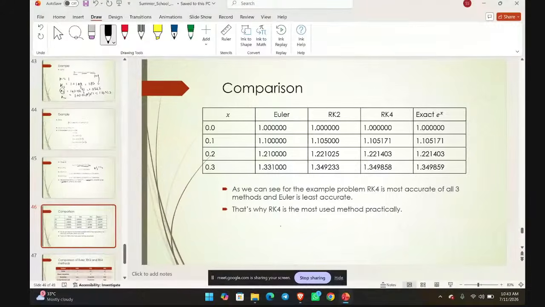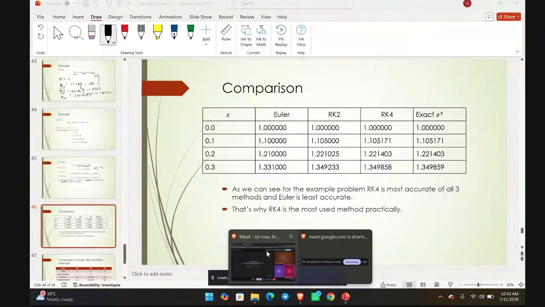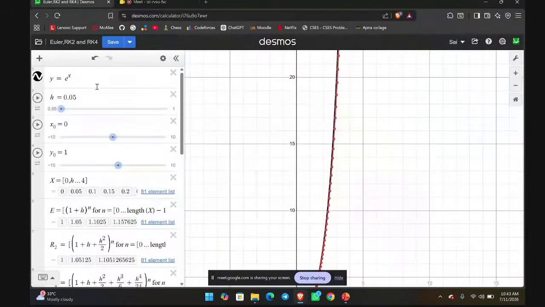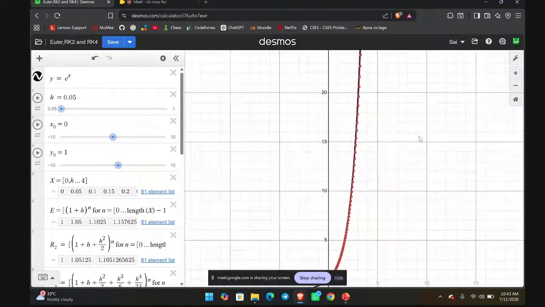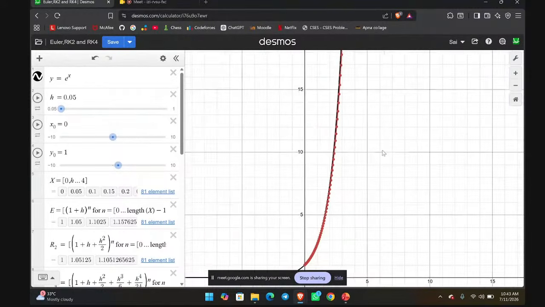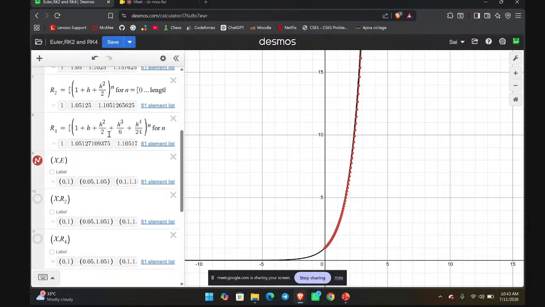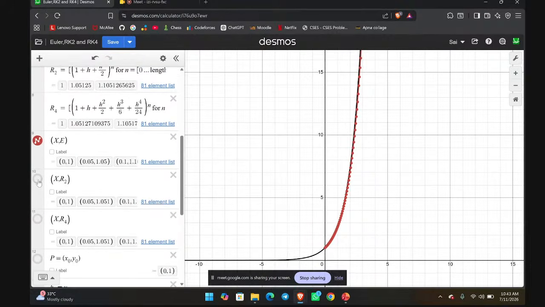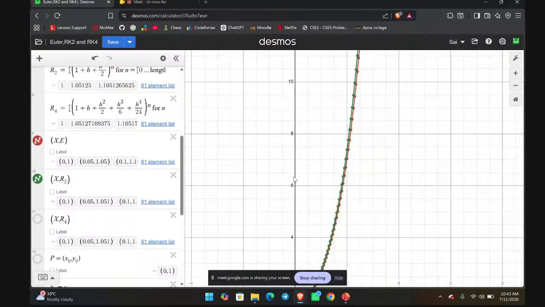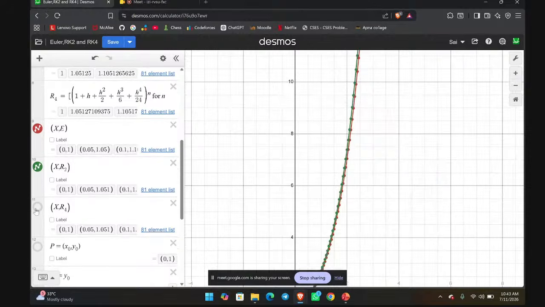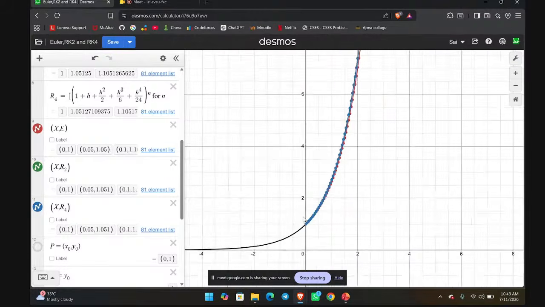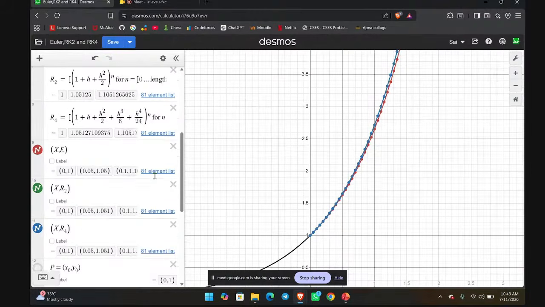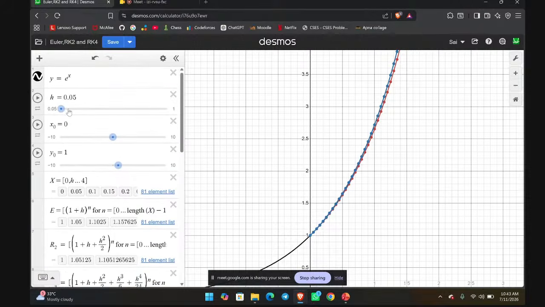So let us see a graph to visualize the RK4, RK2, and Euler's method. As we can see, this is the result for Euler's method, red color points. And these green color points indicate RK2 method, and these blue color points indicate RK4 method. Let's start with the initial points. Here the step size is 0.05. So let's make it 0.1 to visualize it more accurately.